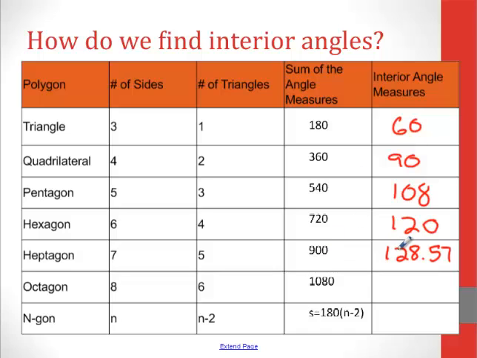Now, it's okay if you don't have whole numbers. We're talking about specific regular polygons, and when we split it equally, it's not always going to come out to whole numbers. And 1080 divided by 8 gives me 135. So each individual interior angle is your total angles, 180 times n minus 2, divided by the number of sides. So we're taking what we had in this column, sum of the angle measures, and splitting it equally amongst the angles.